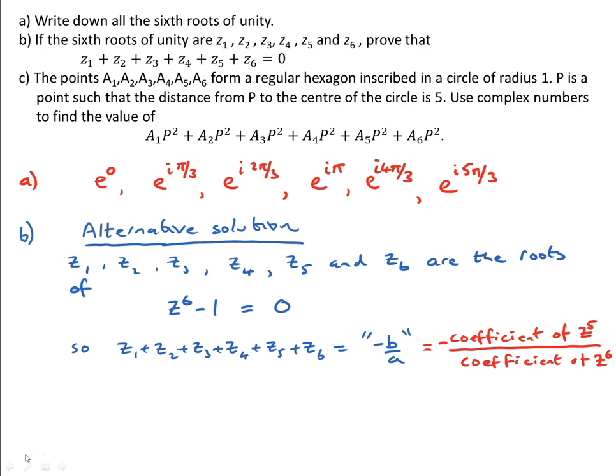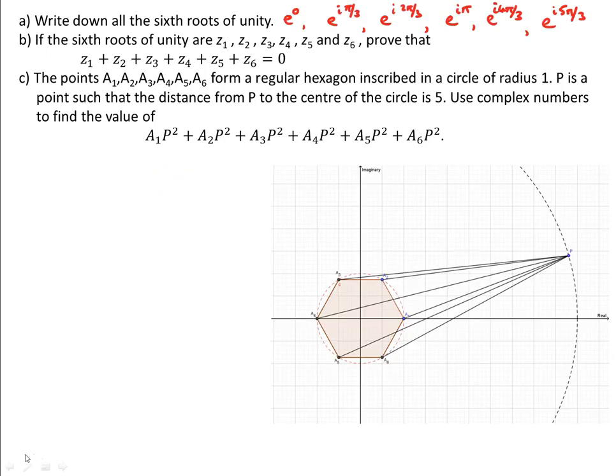Well, the coefficient of z to the 5 is 0, and the coefficient of z to the 6 is 1. So our value of minus b over a is minus 0 over 1, which is 0. So we've shown that Z1 plus Z2 plus Z3 plus Z4 plus Z5 plus Z6 must be equal to 0. So let's now move on to part C of the question. It's certainly well worth your while having a diagram here.